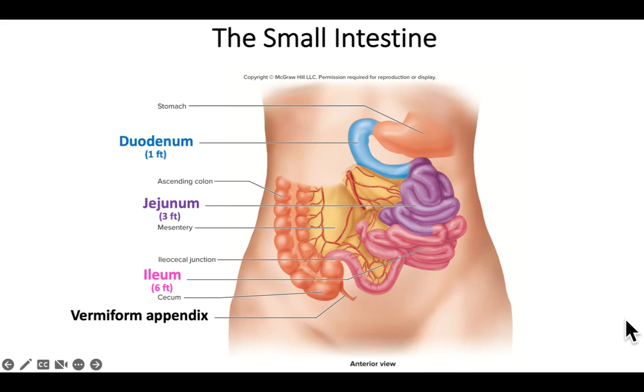So the small intestine is very long, up to 10 feet long, but it's smaller based on its diameter compared to the large intestine. Notice we've got mesentery. This is all the mesentery holding those small intestines. They've been kind of moved off to the side here.